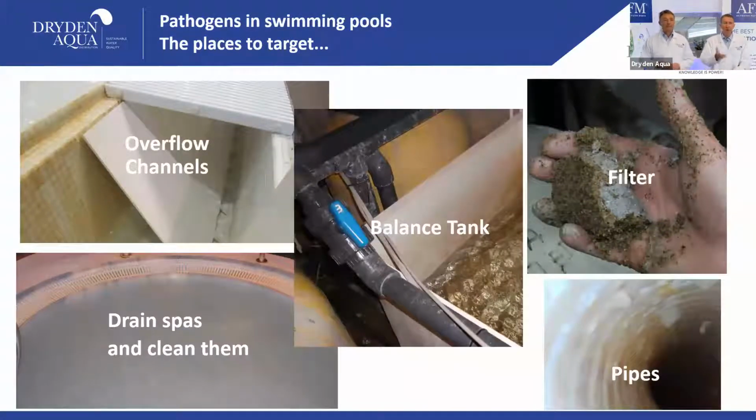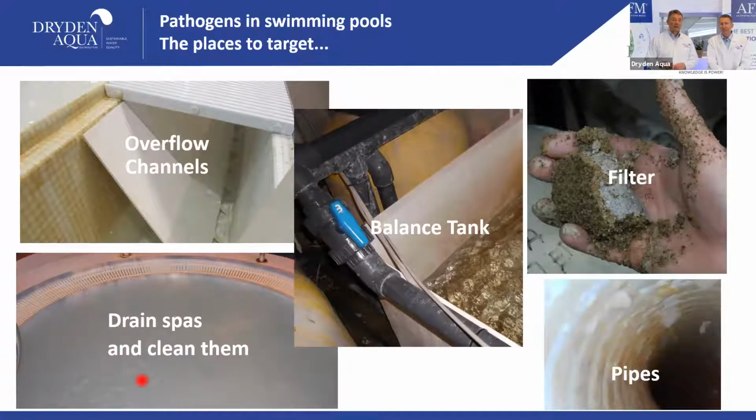On the upper left, you see overflow channels. You can see biofilm here, you can see the biofilm grow. So how do you clean that? There are different options. You can brush with a brush, for example. That's probably a good one. You can use high pressure. You can use liquid chlorine, bleach, for example. And the best will be chlorine dioxide, which we talk about in a second.